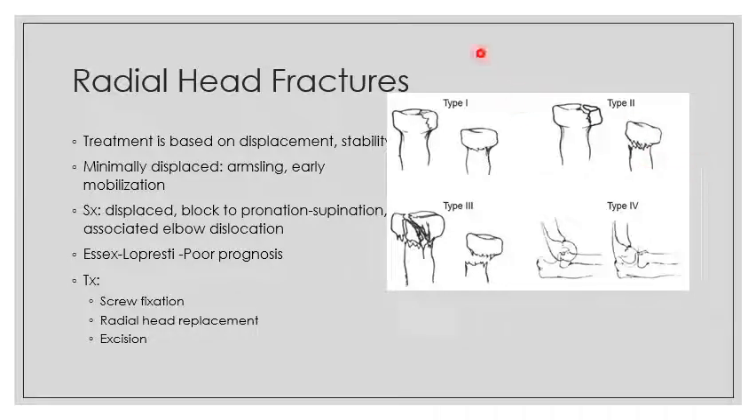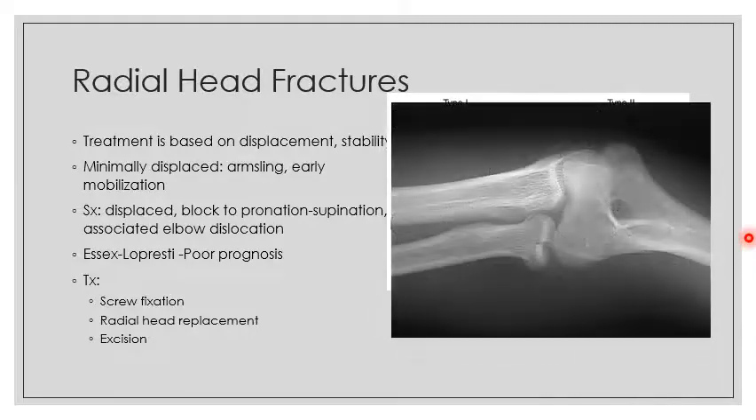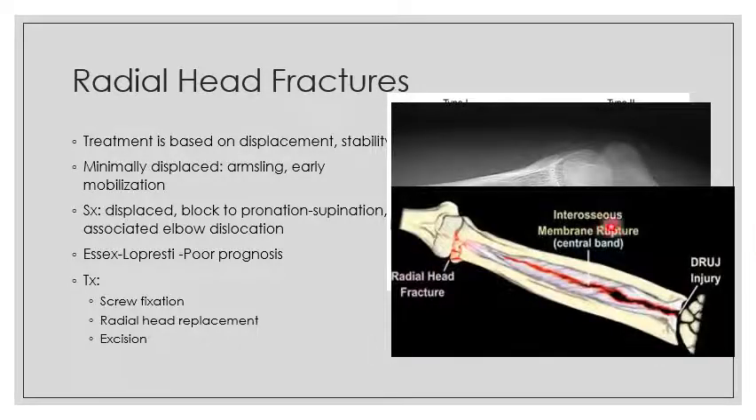Also important to note, as mentioned in your textbook, is the Essex-Lopresti fracture, which is basically a fracture of the radial head with transmission of force to the interosseous membrane. That's why you have to x-ray the whole forearm. So you can see a radial head fracture, and in essence the interosseous membrane has ruptured because of the energy transmitted, and you have a distal radio-ulnar joint injury, which in x-rays could be seen as a separation.